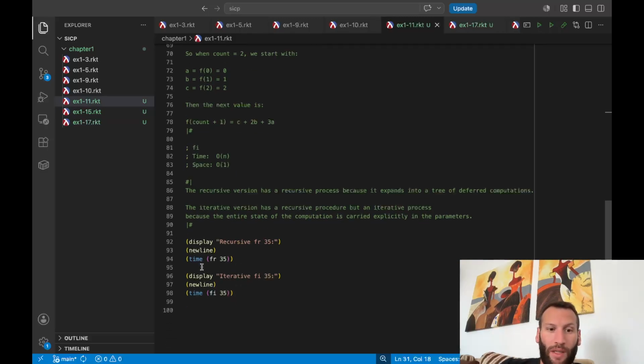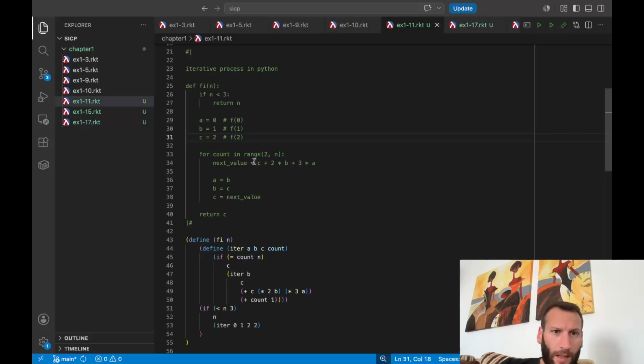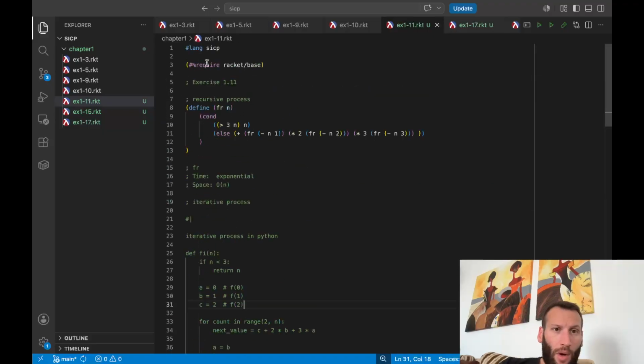And by using time, we can also measure the time that is necessary to execute this function. And it's important to use time. You have to import this base package. So you can find this code on my GitHub, and you can try it yourself.